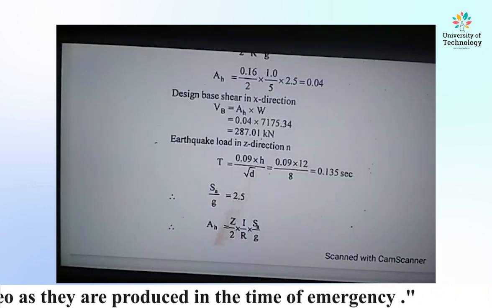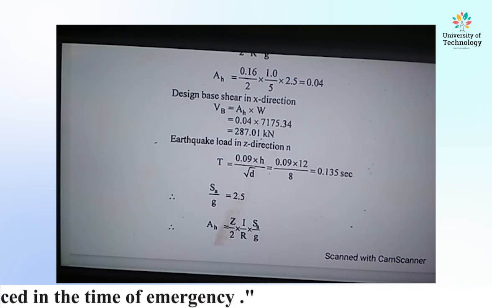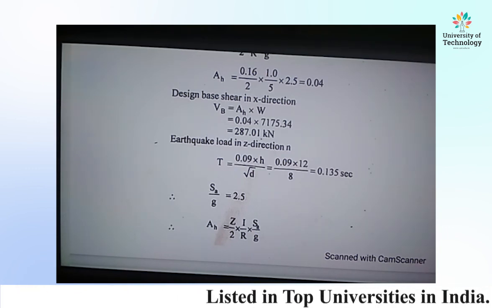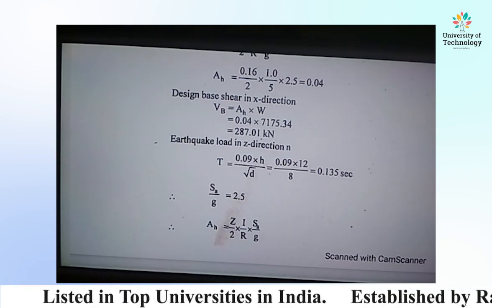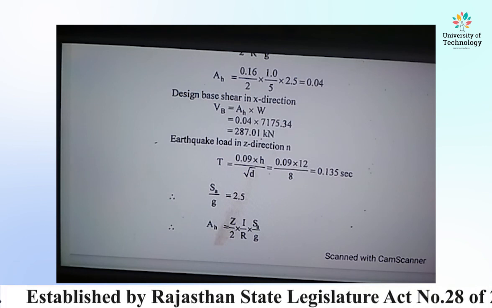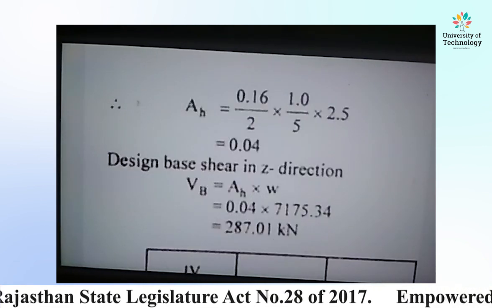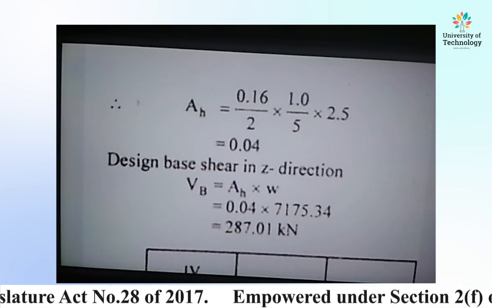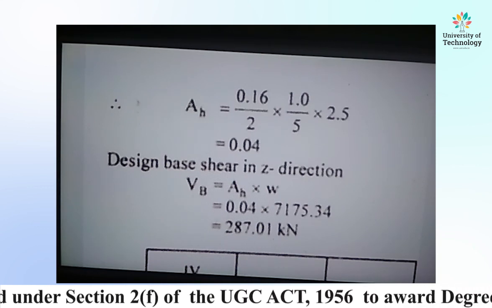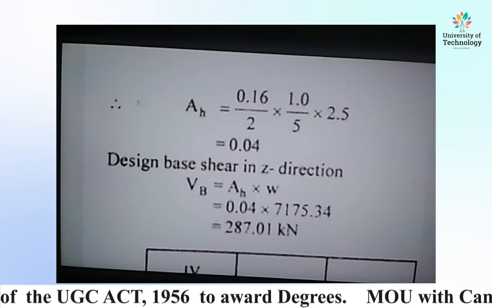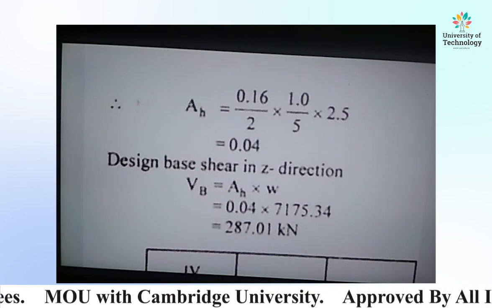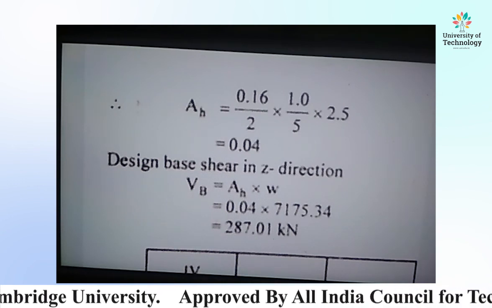Okay. So for the earthquake load in the Z direction, again put the values for T, h and d, Sa upon g is again calculated, Ah is again calculated, and finally Ah is calculated as 0.04. The design base shear in the Z direction, VB, we can easily calculate. Again the value obtained is 287.01 kilonewton.